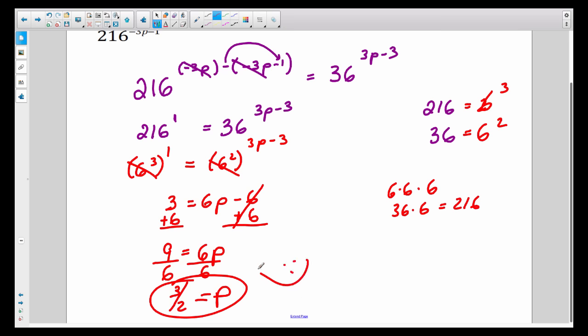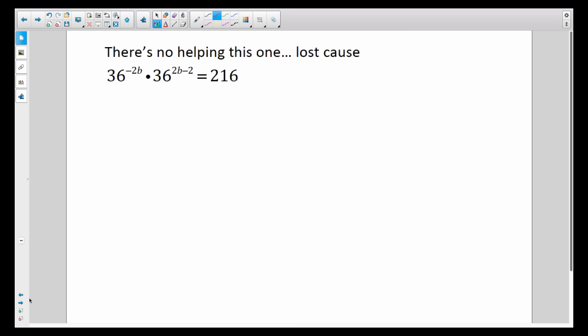Awesome. And is there one more? Yeah. Okay. Check out this one. This is just another case you might run into, right? There's no helping this one. It's a lost cause. Okay. Remember, expression equals expression, so let's combine these. So you've got 36 to the negative 2b plus 2b minus 2.